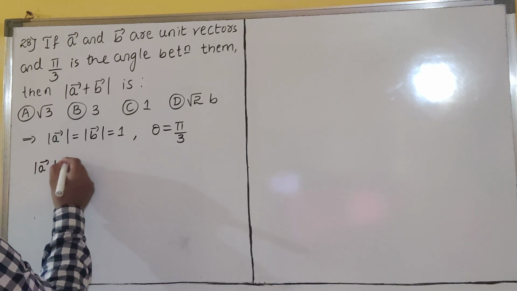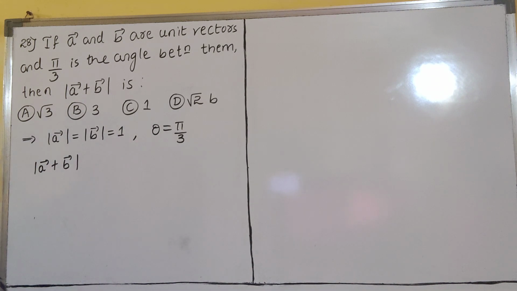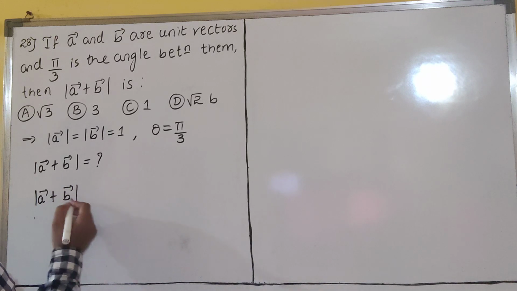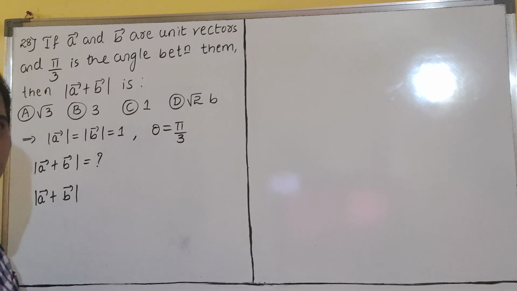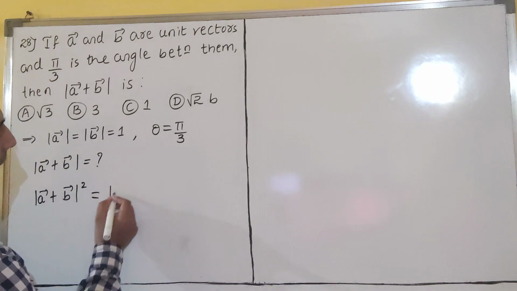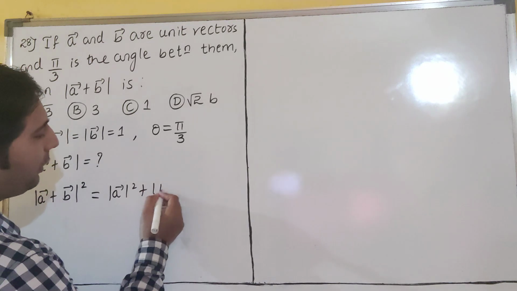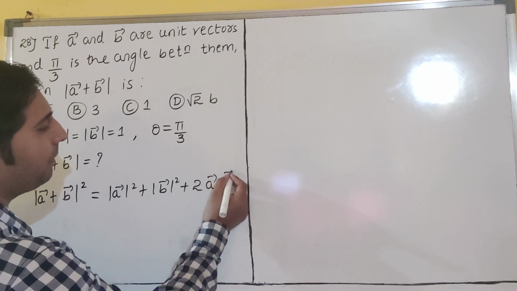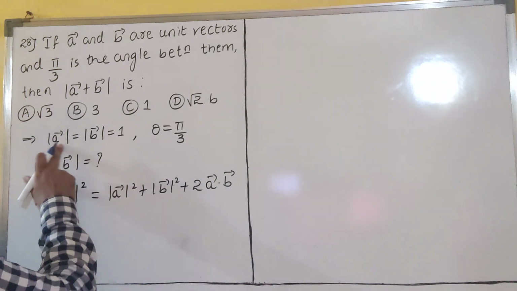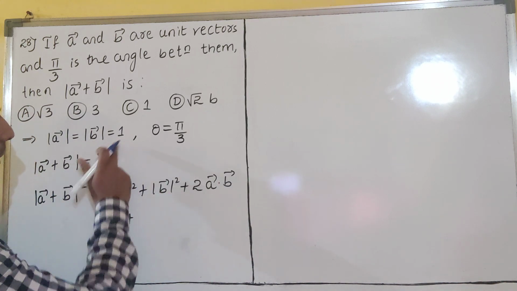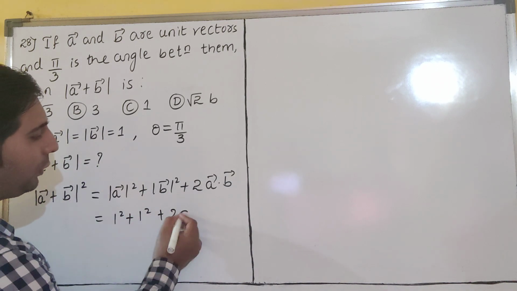Magnitude of vector A plus vector B is what? They asked this question for us. So now see here how I will solve. I had already told you one shortcut also. For magnitude, you have to square it, dear students. Square it. So what will we get? A plus B whole square equals magnitude A square plus magnitude B square plus 2 A dot B. Clear? So now magnitude A is how much? Magnitude A you can see is 1, so put 1 square. Magnitude B is how much? 1 square. Then 2 A dot B.